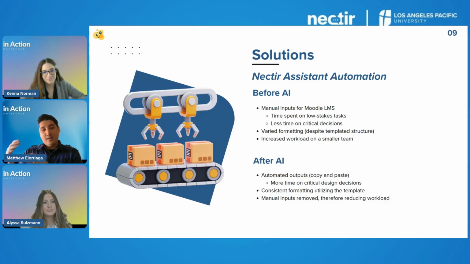A lot of inputs were manual. So before AI, we had a lot of manual inputs for the Moodle LMS. So we had to go in there, change code manually, adjust things. Sometimes small tasks like changing a heading here, a link broke here, things weren't formatted correctly. And really, it was very time consuming, and it didn't allow us to spend more time on the design decisions.